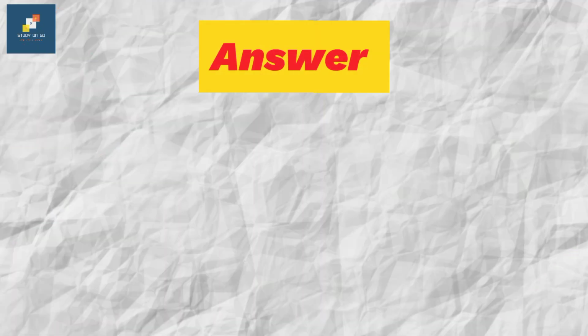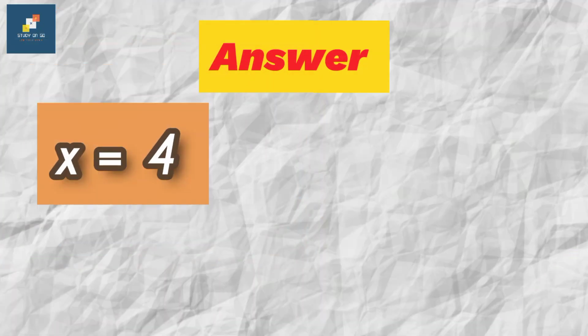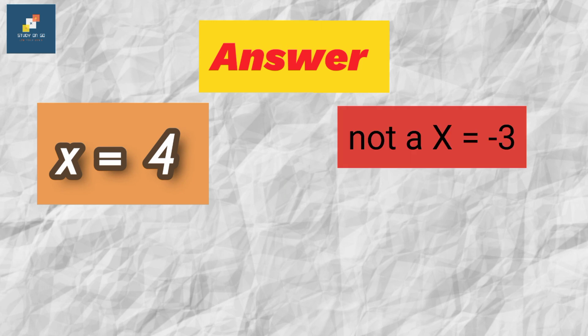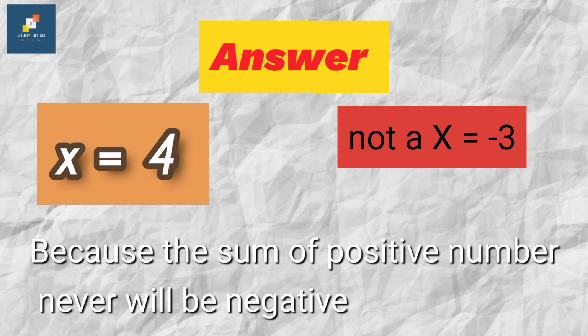So why is the answer x equals 4, not x equals minus 3? Because the sum of positive numbers will never be negative. So the negative answer will be a wrong answer.